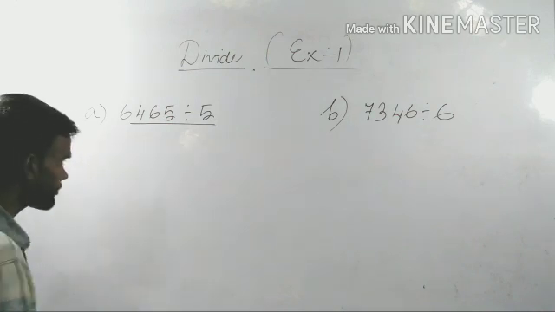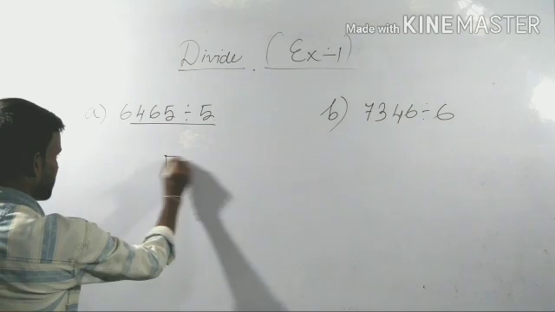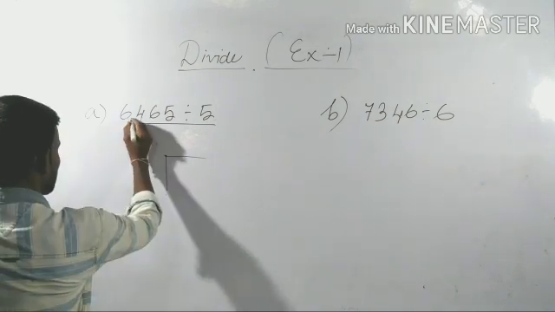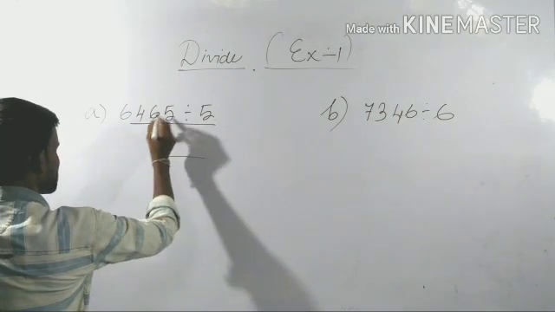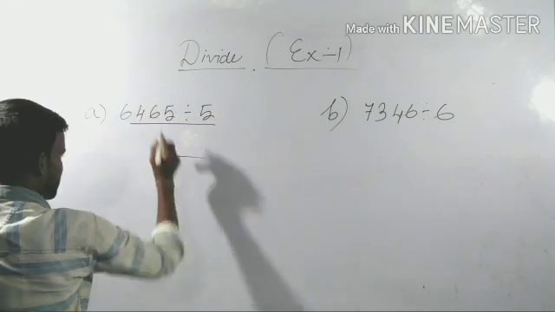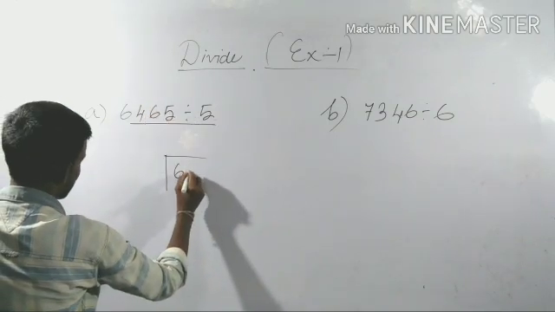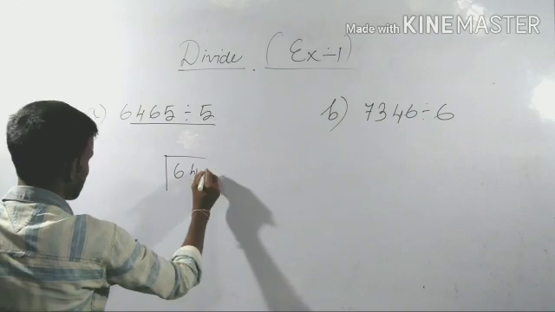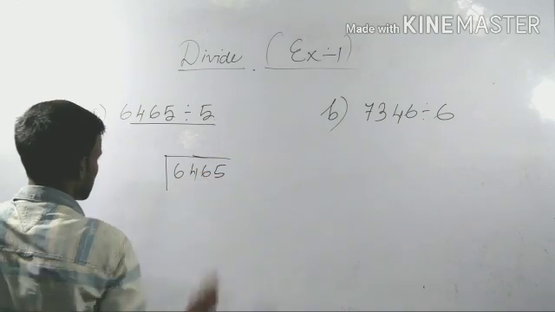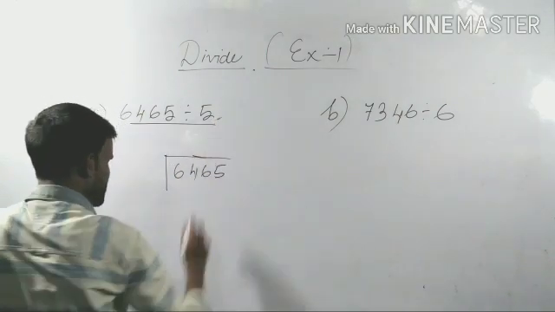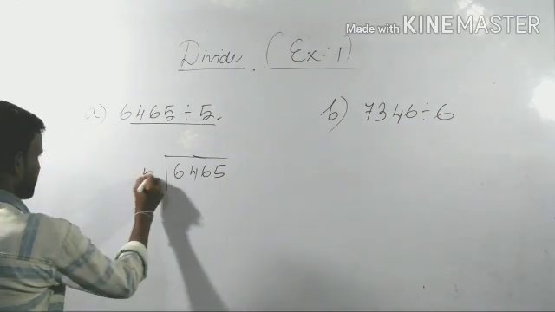First of all, make one box like this. At first write the dividend. This is your dividend, you have to write the dividend here: 6465. Now 5 is your divisor, so write 5 here.